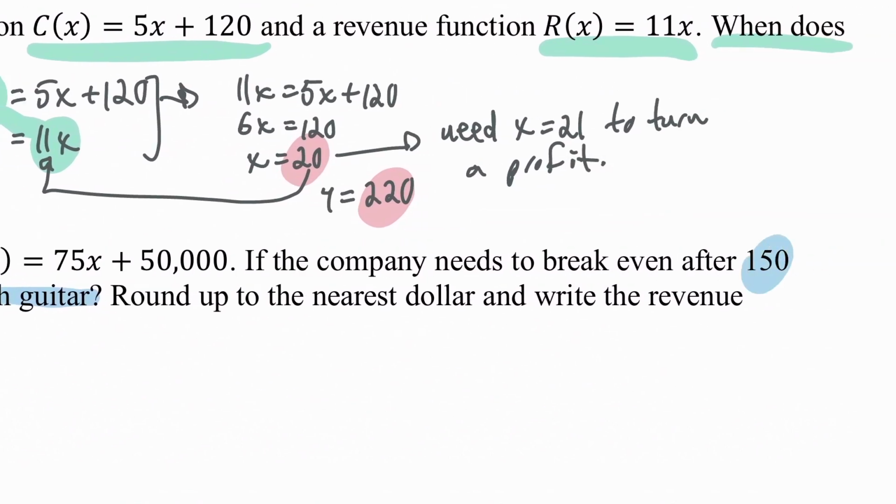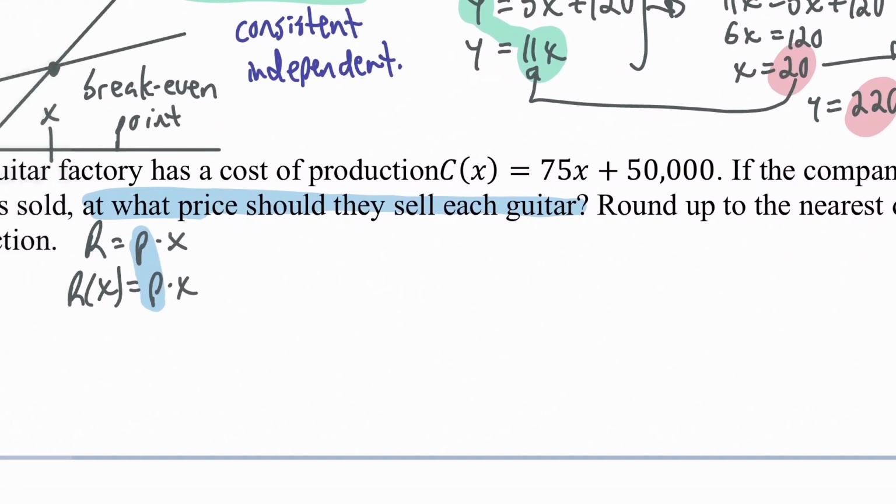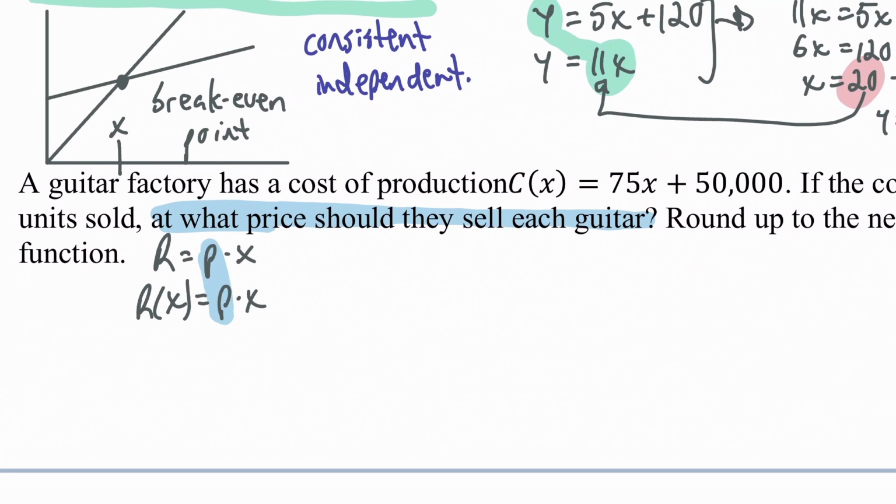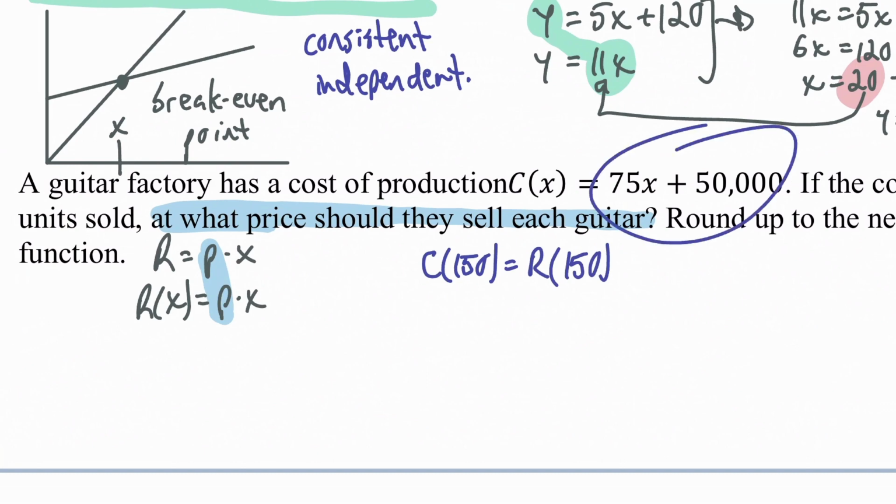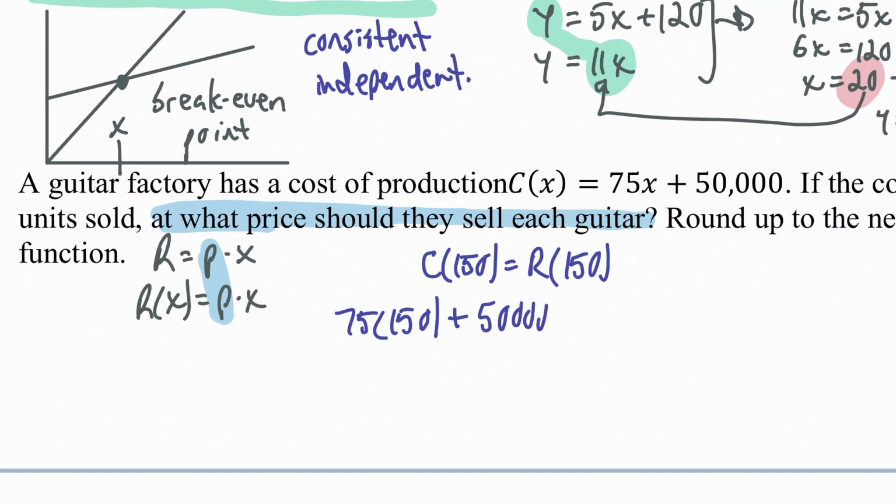Now, we're breaking even after selling 150 guitars. So that means that C of 150 needs to equal R of 150. If you're breaking even at 150, then your cost at 150 and your revenue at 150 should be the same, right? So I can plug 150 into this cost function. So 75 times 150 plus 50,000 equals, well, R is P times X. This is P times 150. We don't know what P is. It's the price. We're going to have to figure that out.